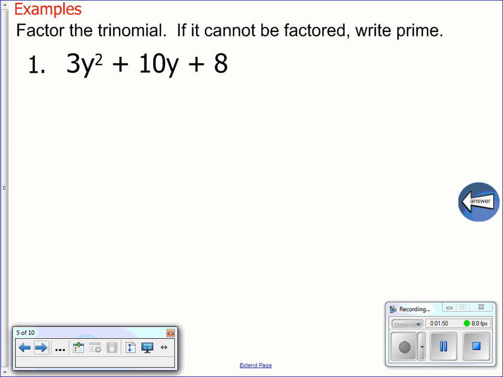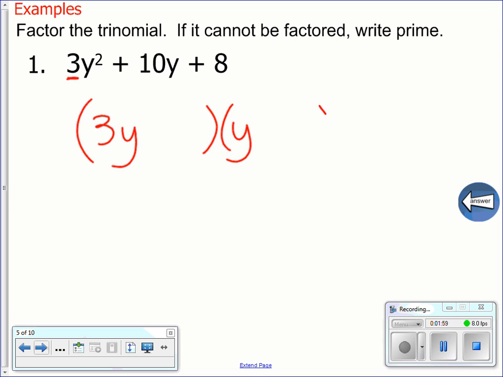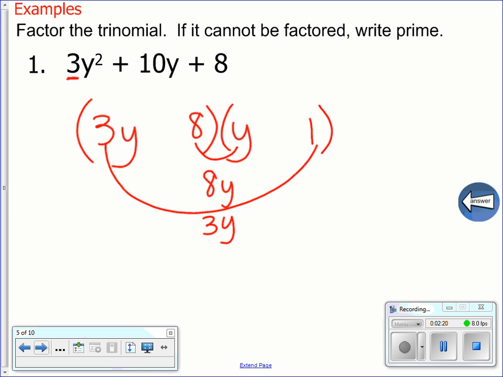Okay, so for example, 3y squared plus 10y plus 8. The first one can only be 3y and y, because that's the only way I could get 3y squared. For 8, I could do 8 and 1 or 2 and 4. So let's try 8 and 1. When I multiply, that would be 8y, and this would be 3y, and so together that would be 11y. So that's not going to work.